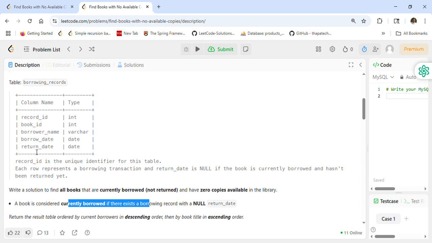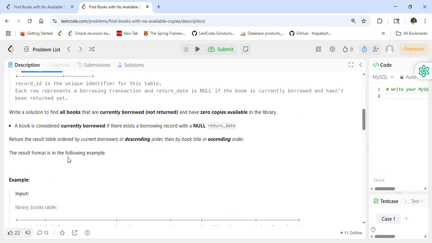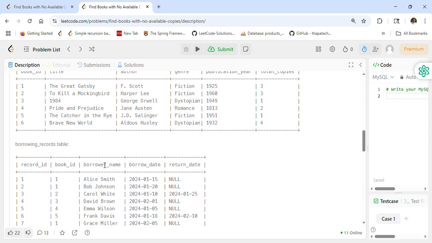Here the return date is in the borrowing records, so if it is null, it means the book is currently borrowed. Return the result table ordered by current borrowers in descending order, then by book title in ascending order. The result format is in the following example. They have given us a good example so that you will completely understand what they are saying.